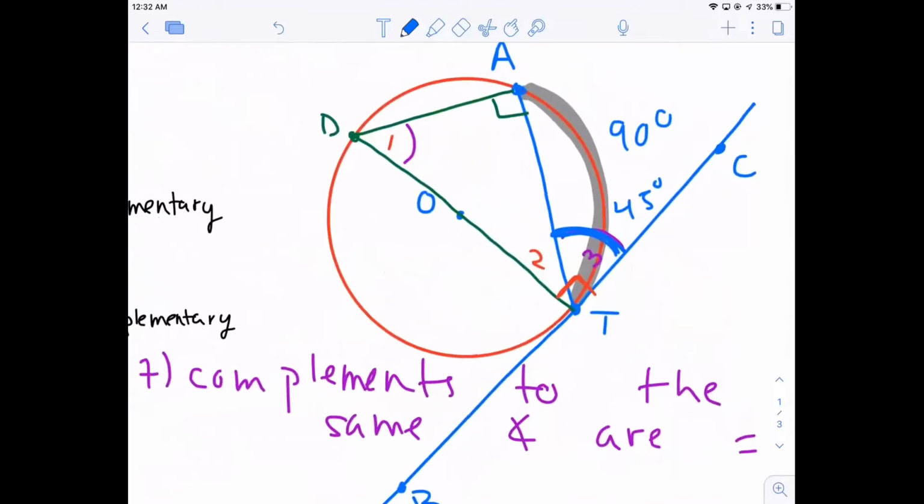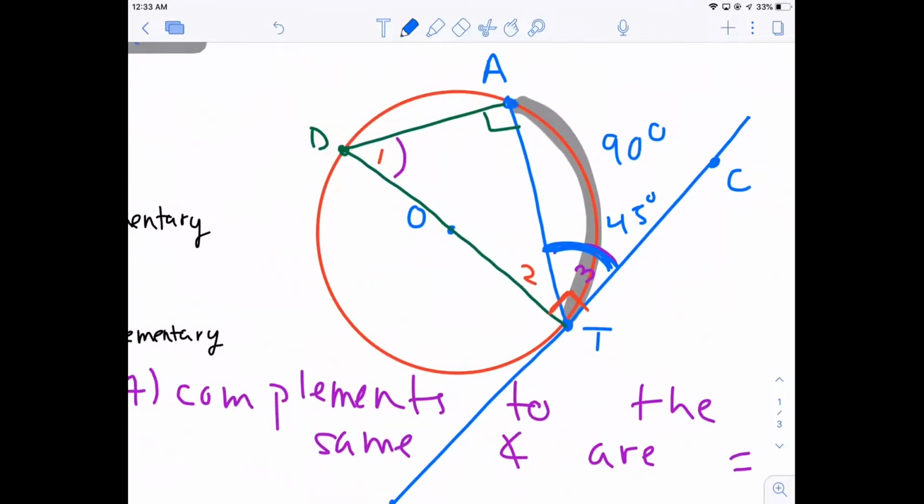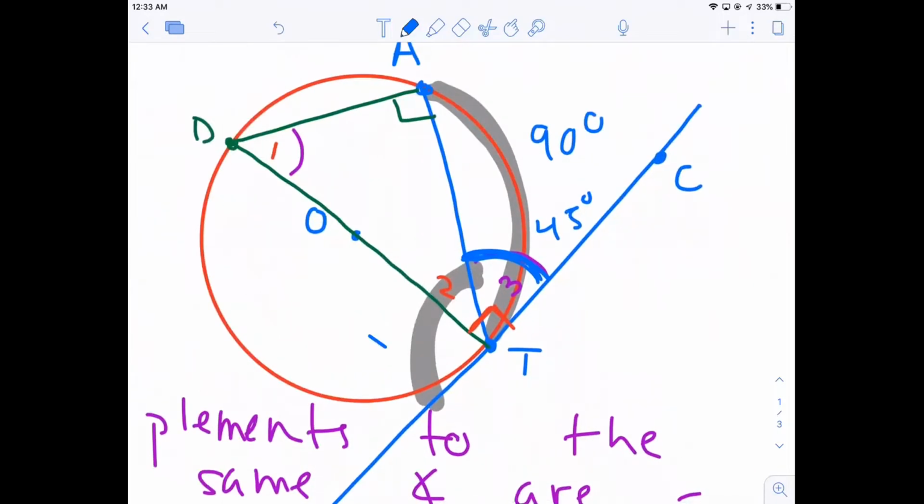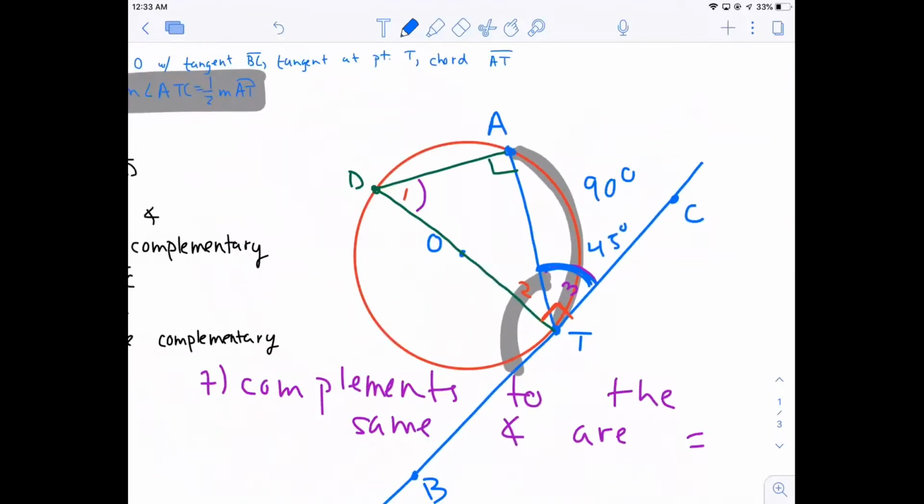Right, and couldn't I also ask you to find this angle? Right, so we can do this a whole bunch of ways now. Well, we know they're supplementary, so that has to be 135 degrees. That's one way. But couldn't we also use the theorem going the other way? If the measure of arc AT is 90 degrees, isn't the major arc AT, or arc ADT, well, 360 degrees in a circle, so that's going to be 270 degrees.